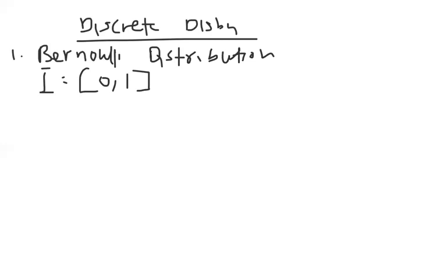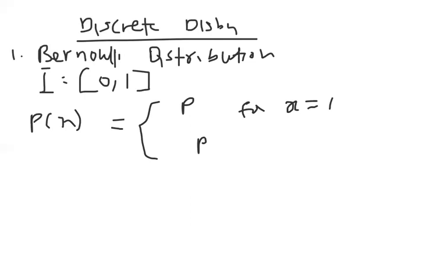That means you have only two possible outcomes. It's either you have 0 or 1. Either the head shows up or it doesn't show up, right? Okay. And that experiment is being performed not only once. So in that case, the probability mass distribution, P of X, we say is equal to P for X equals 1, and then 1 minus P for X equals 0.